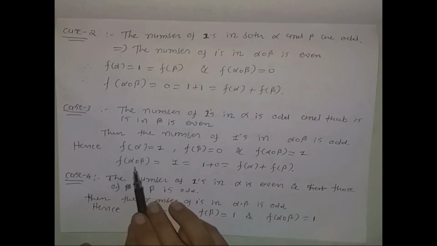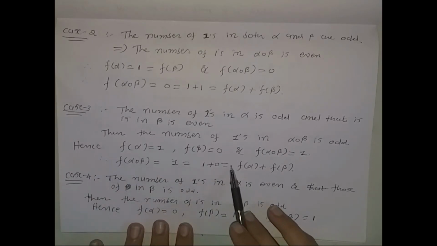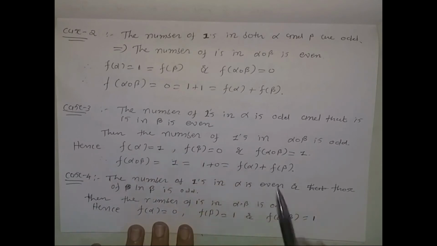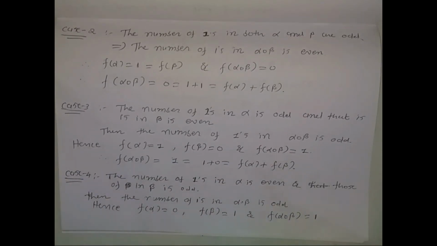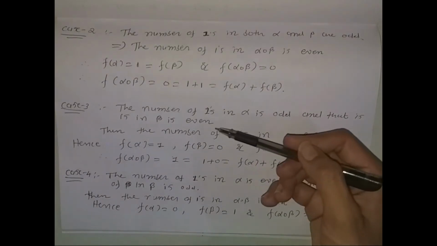Now again f of alpha catenation beta is equal to 1, which is equal to 1 plus 0, which is equal to f of alpha plus f of beta. All these are simple explanations, and you can easily understand this. Now case number 4, the reverse of case number 3.